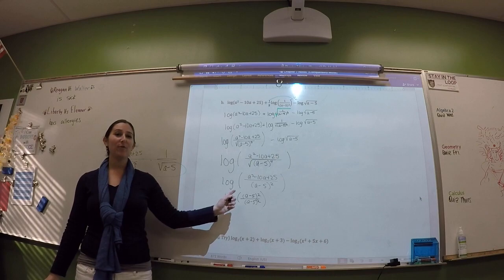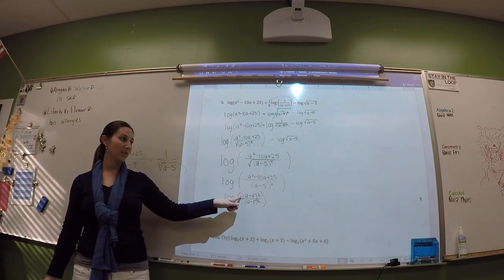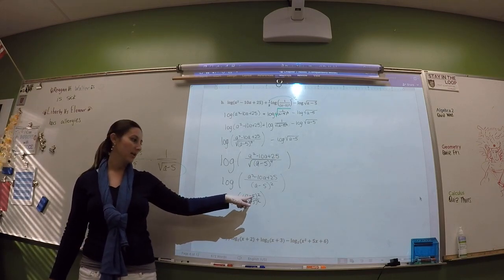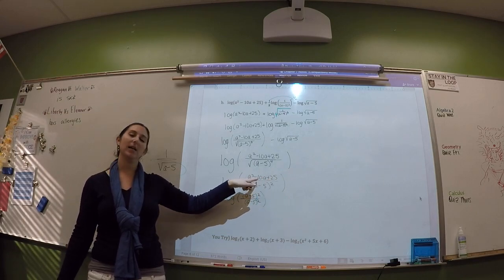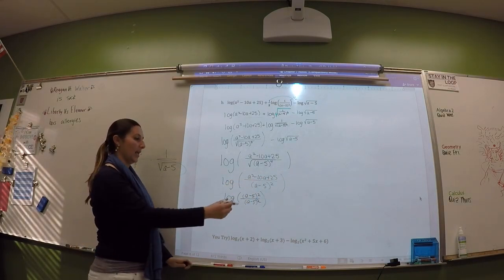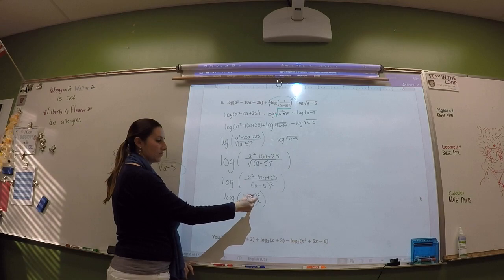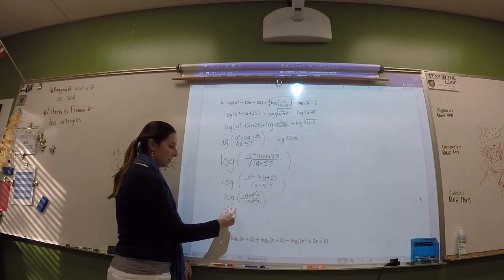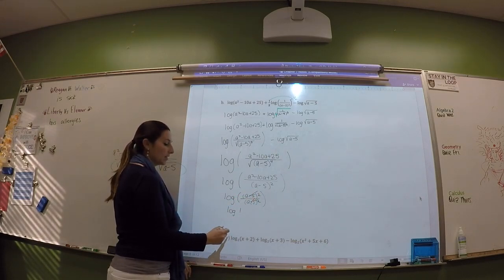When you factor the top, you should get a minus 5 times a minus 5, because -5 and -5 make 25 and they add to -10. A minus 5 squared divided by a minus 5 squared is 1. And any logarithm of 1 is 0.